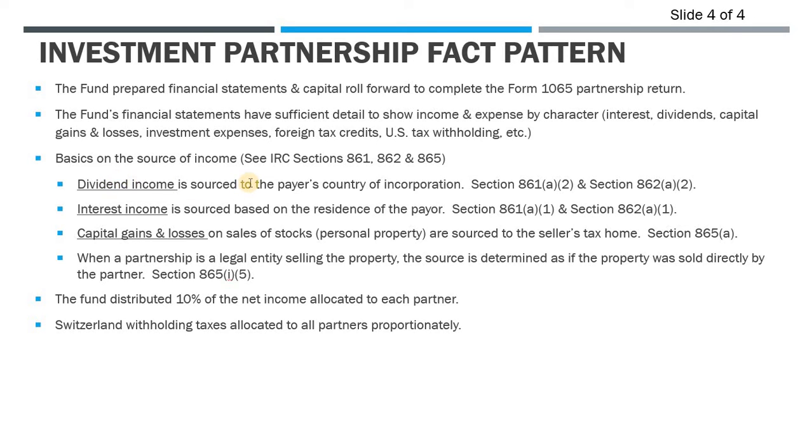So dividend income is sourced to the payer's country of incorporation. Right, so you can find these rules in Section 861. Basically, if it's a Delaware corporation paying a dividend, it's U.S. source income. If this is a dividend coming from a French corporation, it's going to be French source dividend income, so that'll be foreign source dividends, right? So keep that in mind when we look at the Swiss dividend distributions.